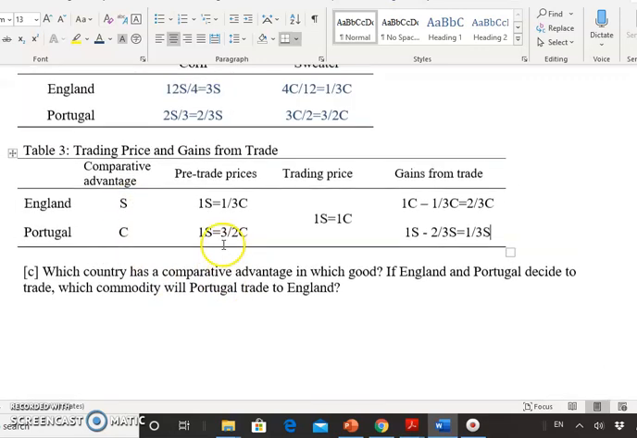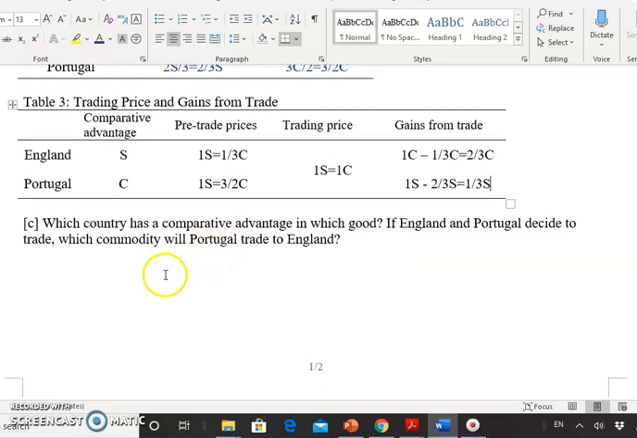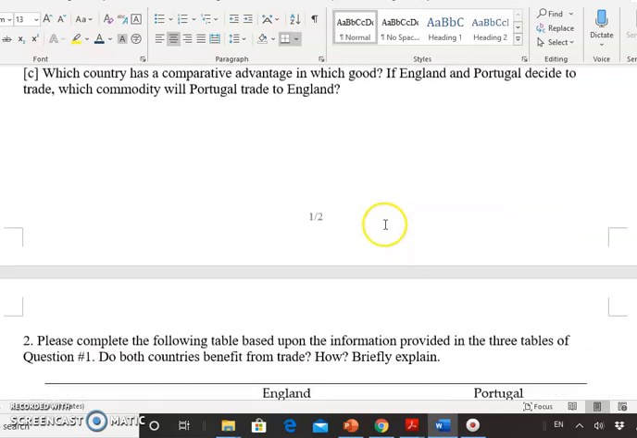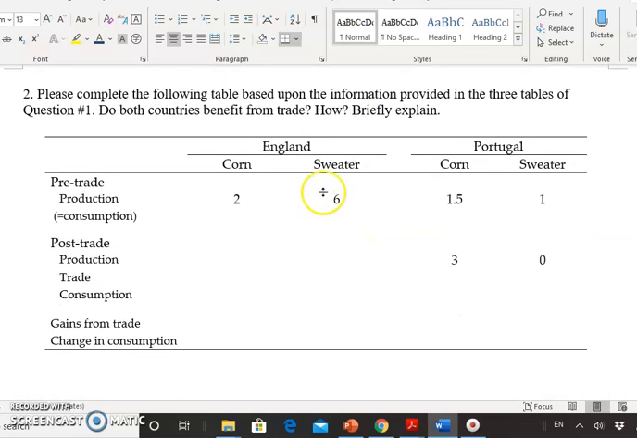All right, so this is table 3 in part C. And here we show you the gains from trade from the price difference, before and after trade. Now, in the next video, we're going to look at question number 2. We use a different way to show you gains from trade.